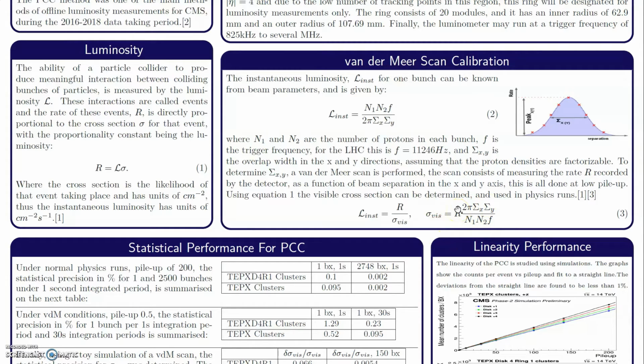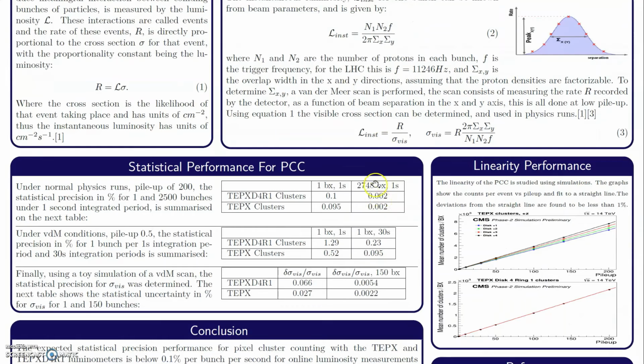It's important to mention that sigma visible and the cross section are not the same quantity. The cross section is related to the physics of the event and is the likelihood of that event taking place, while sigma visible is a calibration constant that corresponds to the luminometer and is specific to that luminometer.